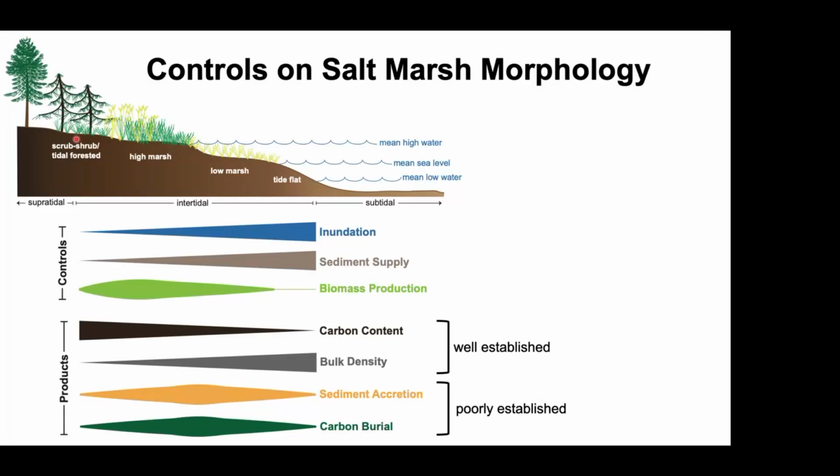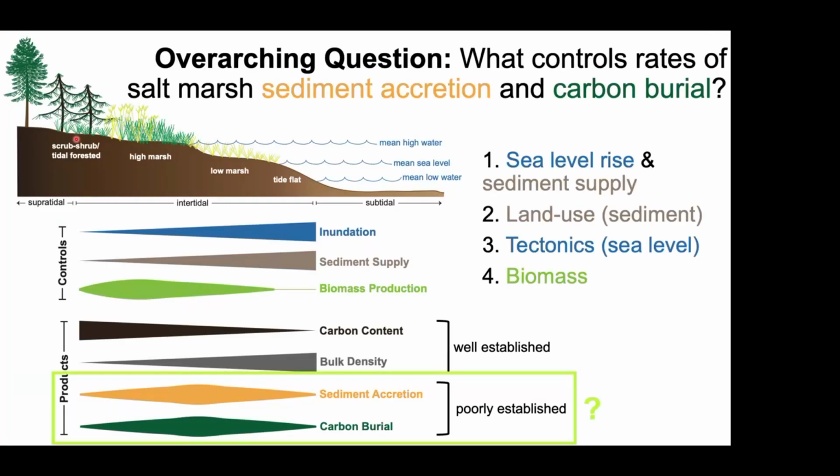I'd say that these two terms are relatively well established, but how these various controls combine to influence sediment accretion rates and carbon burial rates is possibly more of an open question. We definitely have theoretical and empirical models, but I think a lot of important questions remain. And so the overarching question of much of my research has been to assess what's controlling the rates of salt marsh sediment accretion and carbon burial.